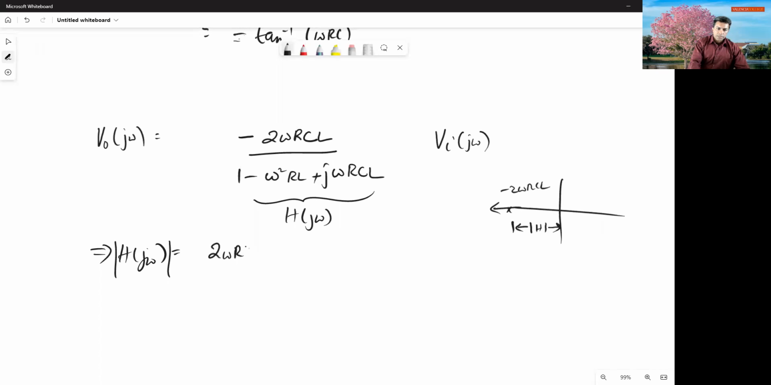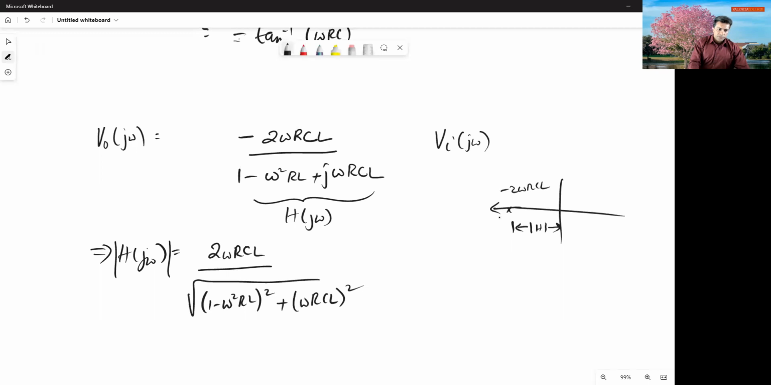So that is the magnitude of the numerator, and the magnitude of the denominator is, again, a complex number written in rectangular form. So A squared, where A is 1 minus omega square RL, squared, plus B squared, where B is omega RCL, squared, all under a square root. So that's the magnitude of this transfer function.